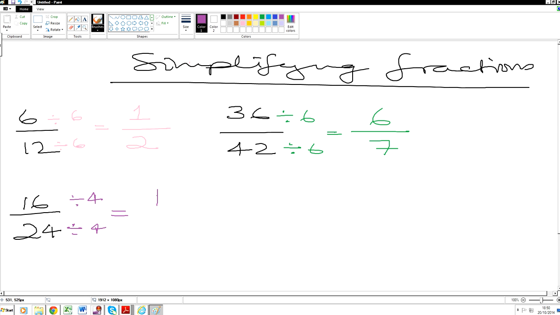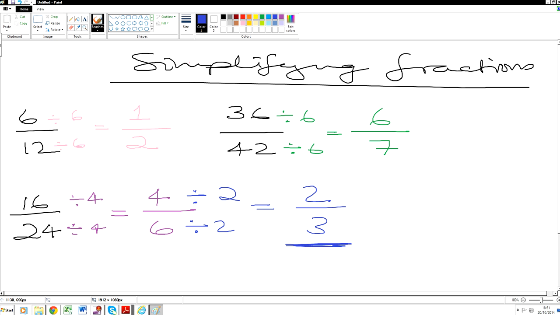So 16 divided by 4 is? 4. 24 divided by 4 is? 6. What happens is we have to then cancel again. So it doesn't make it wrong, it just makes it slightly longer. So now the highest common factor is 2, because 4 and 6, the biggest number that divides them is 2. So that gives you 2/3. So that is the actual answer that we need, 2/3.